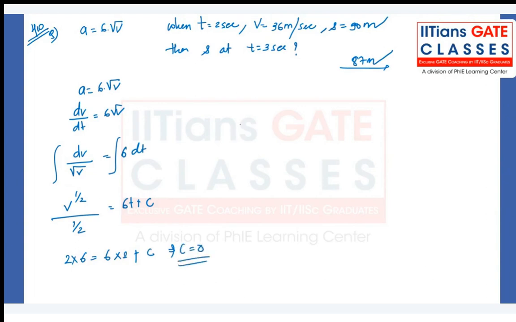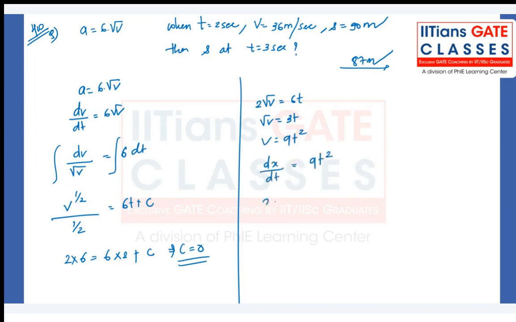So what is the total solution here? The total solution is 2 root v is equal to 6t. What they are asking is displacement, so let's integrate it once again. So root v is equal to 3t, v is equal to 9t^2, we can say. And what is v? dx/dt is equal to 9t^2. So x is equal to 9t^3 by 3 plus c2.